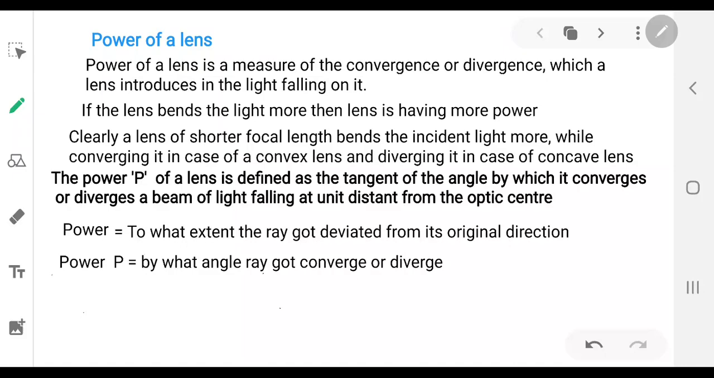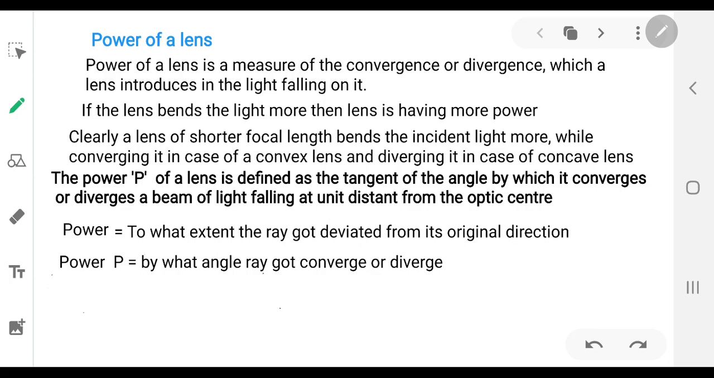So in a proper sentence you can define the power of a lens as the measure of convergence or divergence which a lens introduces in the light falling on it. Now if the lens bends the light more, then we can say the lens has more power.